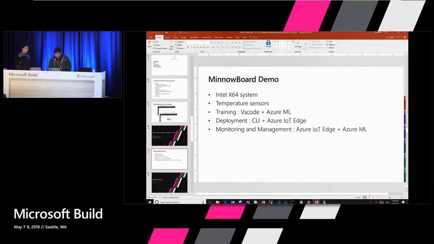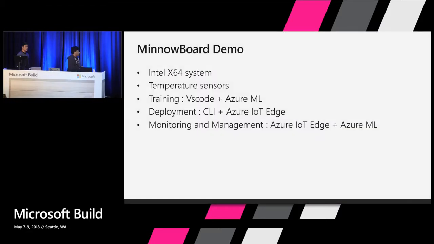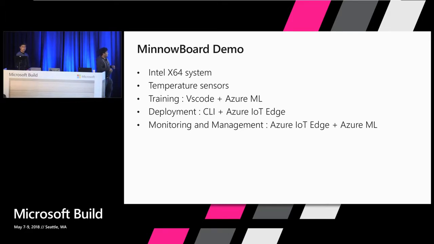So while we're doing this, remember this is how we collected the data, right? Now we're going to do a demo of a Minnow board, which is an Intel x64 system. It's connected to temperature sensors. And we're going to be training it with VS Code plus Azure ML. So the next step, after you've collected the data, like the way we did it, would be to go ahead and train it.